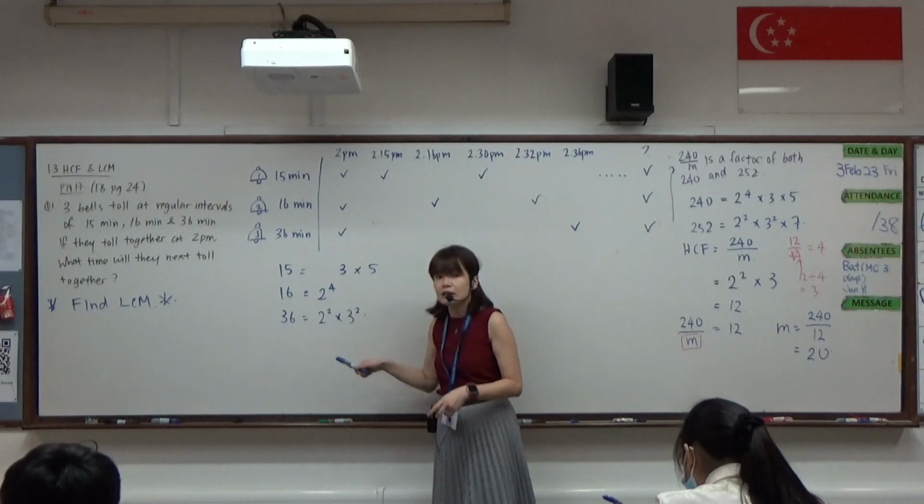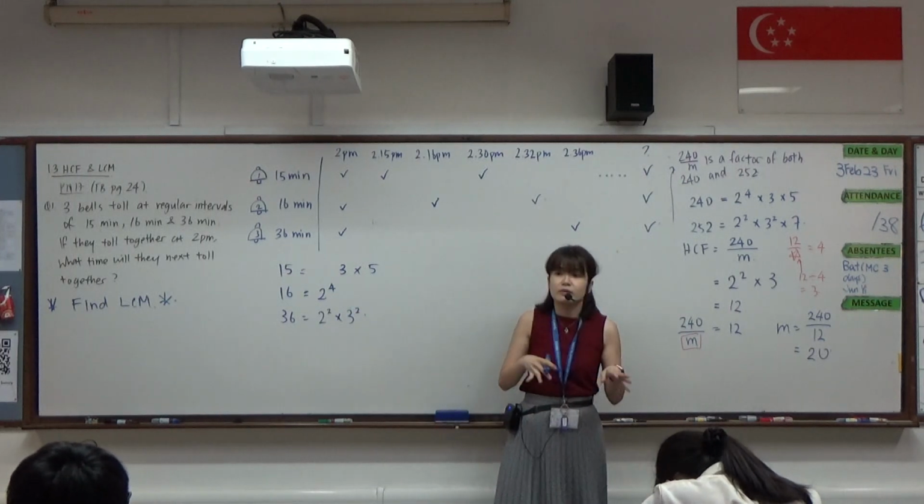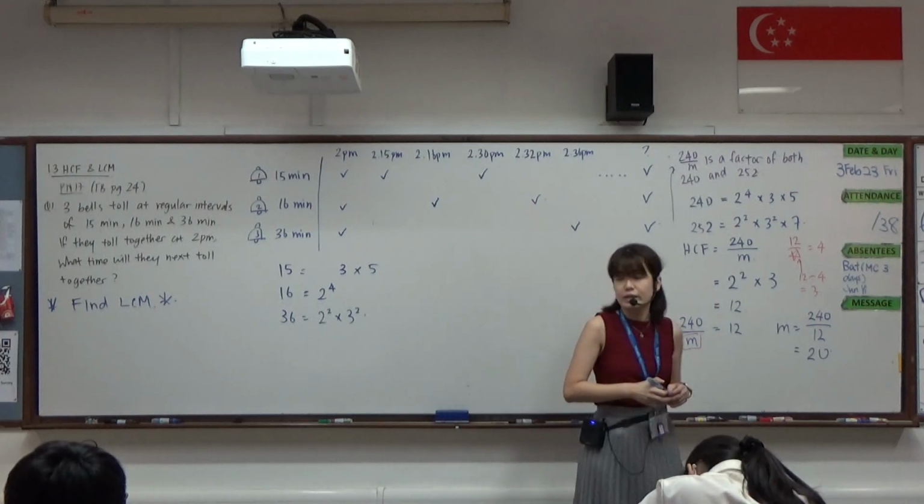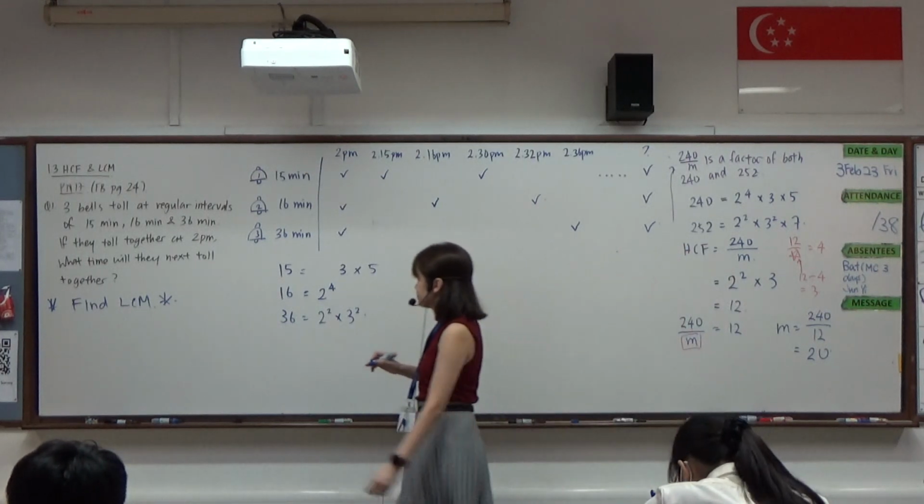If you can't do this fast enough, don't worry. You can go and do your ladder. I'm trying to speed things up a little bit, so I skip that step. We get 15, 16, 36 like that.